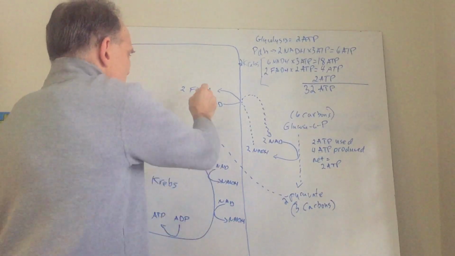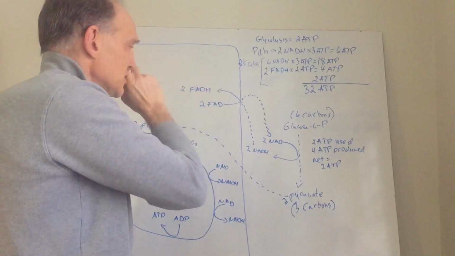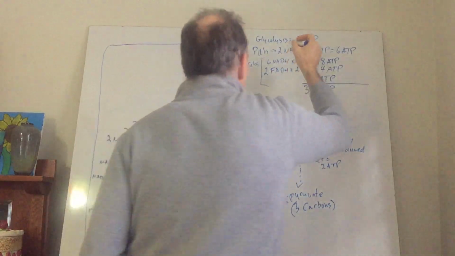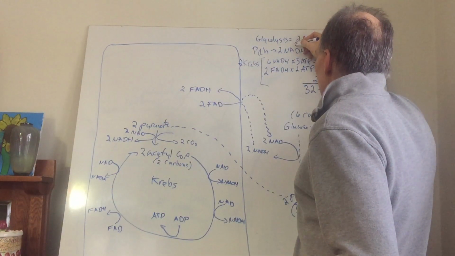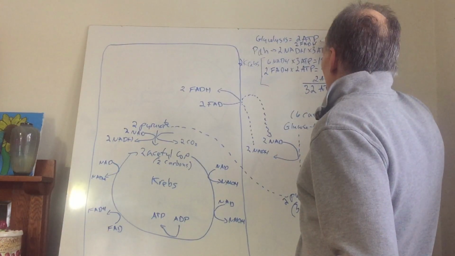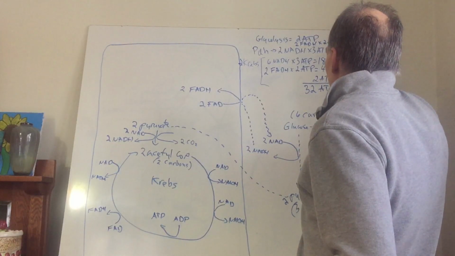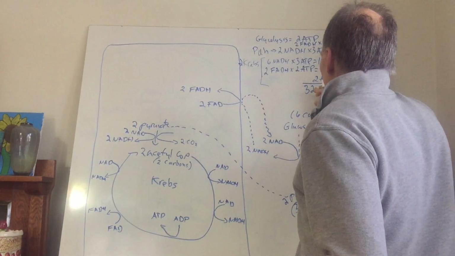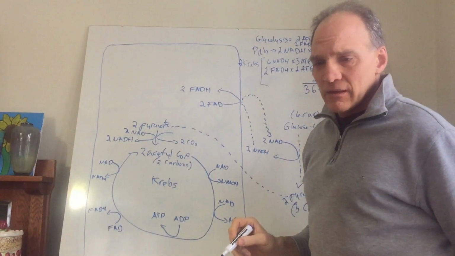You end up with 2 FADH that are produced. These FADH then donate their hydrogen to the electron transport chain. So you have 2 more FADH that come from glycolysis. You can add that up here. You get 2 FADH times 2 ATPs in the electron transport chain, and that's where you get those missing 4 ATPs. So then you end up with 36 ATPs.